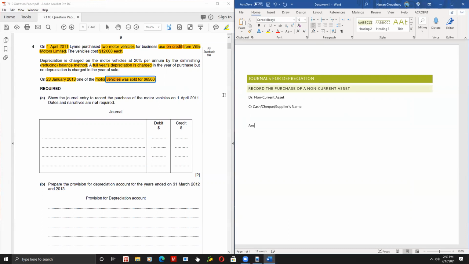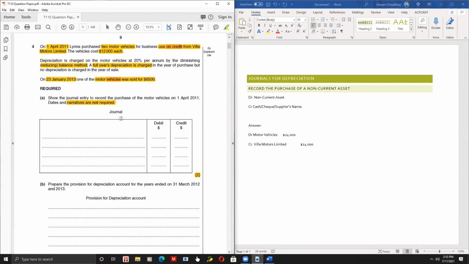Okay. Now in this case, the answer is debit motor vehicle for 24,000 in the debit column, credit Villa Motors Limited for $24,000. Okay, now another thing you got to know is that this is on the credit column, this is on the debit column. So I'm just going to space them out a bit. The other thing is, it's 2 marks, so 2 entries.